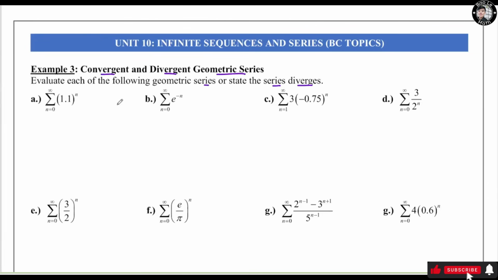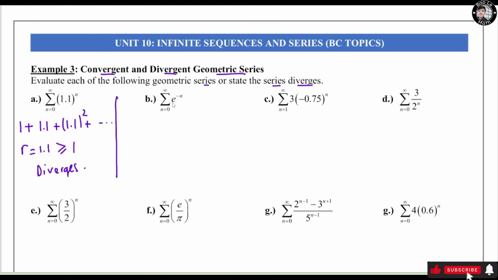So we're going to populate this one. If n equals 0, we have 1. N equals 1, we have 1.1. N equals 2, we have 1.1 squared, plus etc. So you see that the common ratio is 1.1, which is greater than or equal to 1. Then the series diverges.